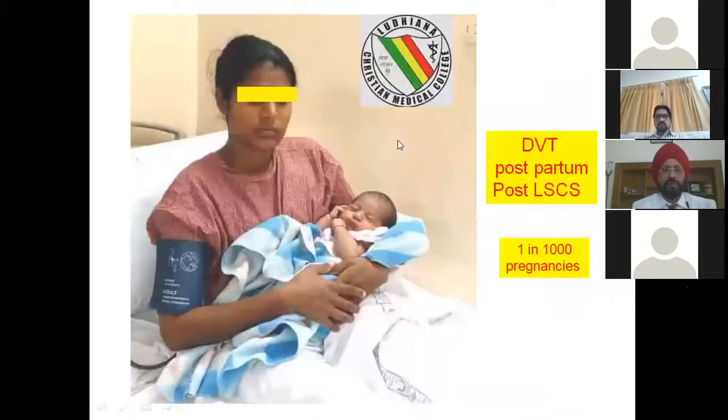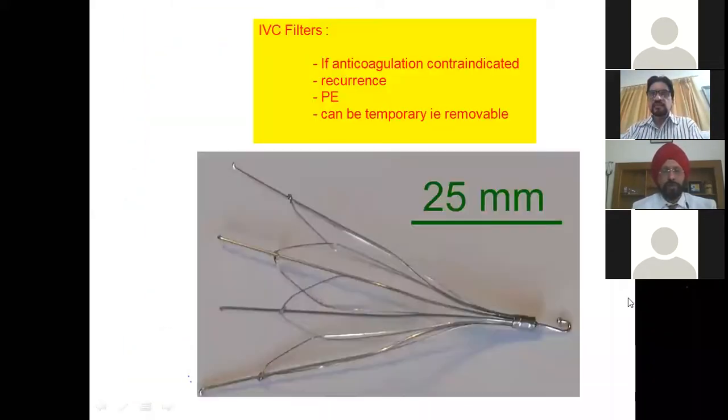Now, this is one patient we had again in CMC who had postpartum, post-Caesarean section, severe proximal iliofemoral DVT. She had pulmonary embolism on CT, although she was not clinically showing any features. It can happen in 1 in 1,000 pregnancies. In this patient, this was some time back, we did a catheter-directed thrombolysis. And we also put in a filter through the jugular route. This was a temporary or retrievable filter.